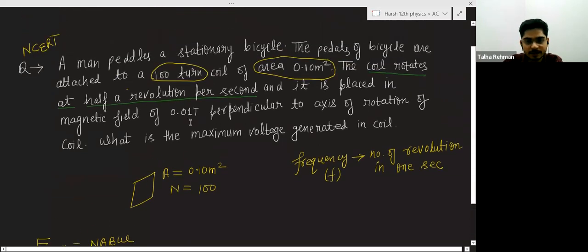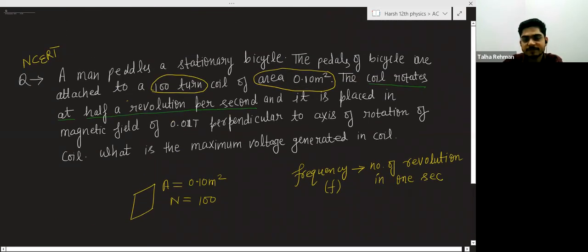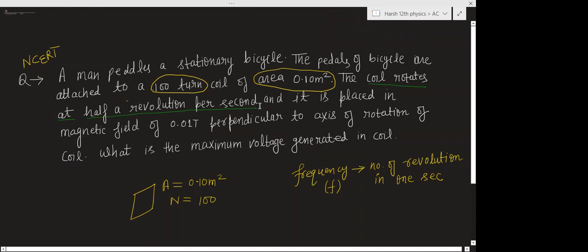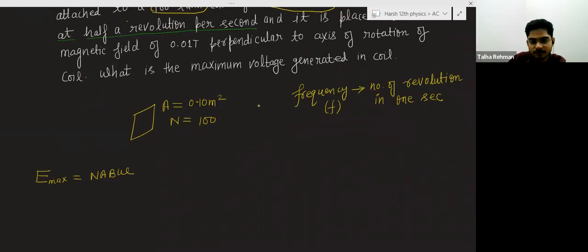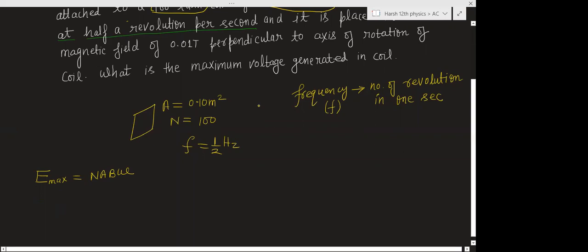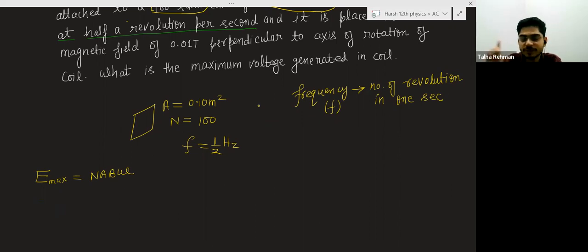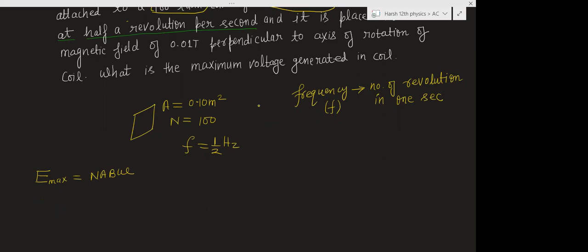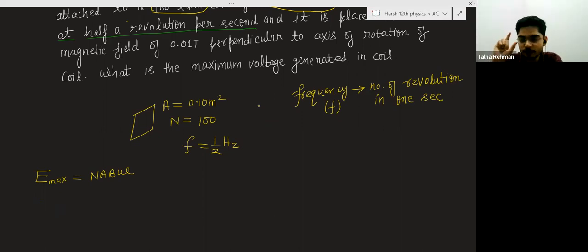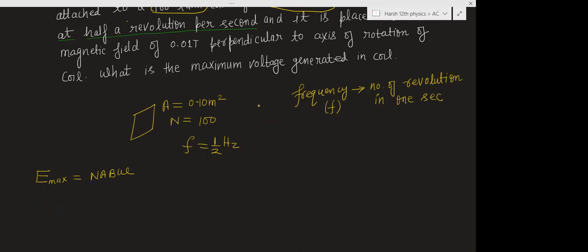So they are saying the coil is making half revolution in 1 second. What will be the frequency? Half hertz. If I am saying the coil makes 2 revolutions in 1 second, then what is the frequency? 2 hertz. If I am saying the coil makes 3 revolutions in 1 second, what is the frequency? 3 hertz. Hertz is the unit.